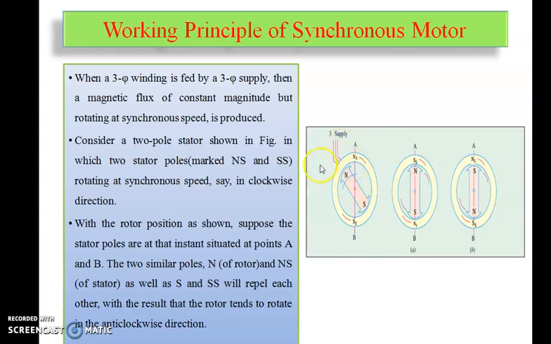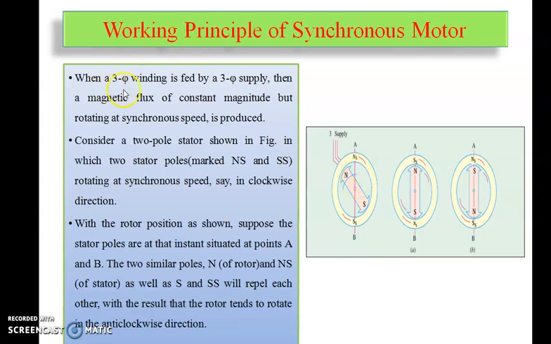But for the synchronous motor we are using a stator as well as a rotor. The stator has the main winding, and the rotor has what we call the field winding, placed on the rotor side.